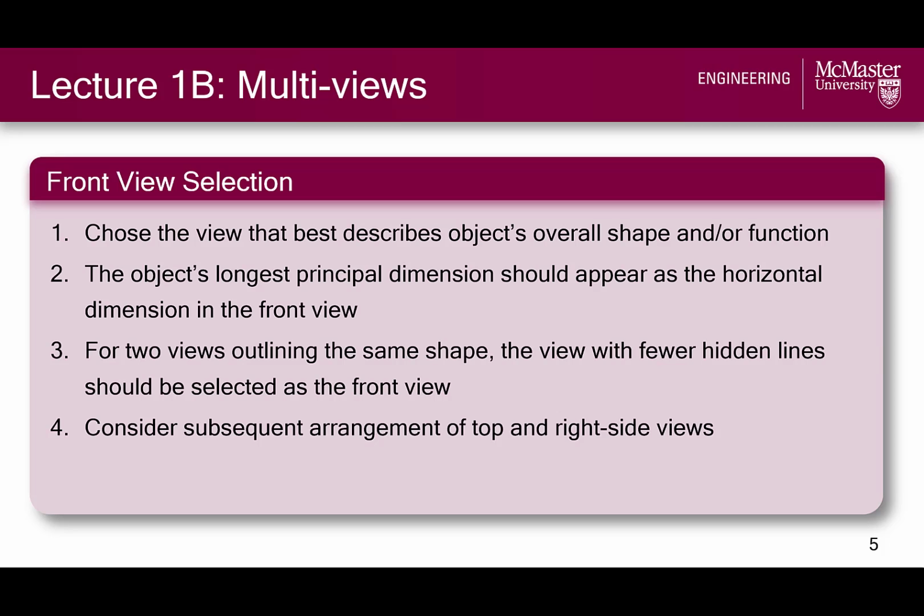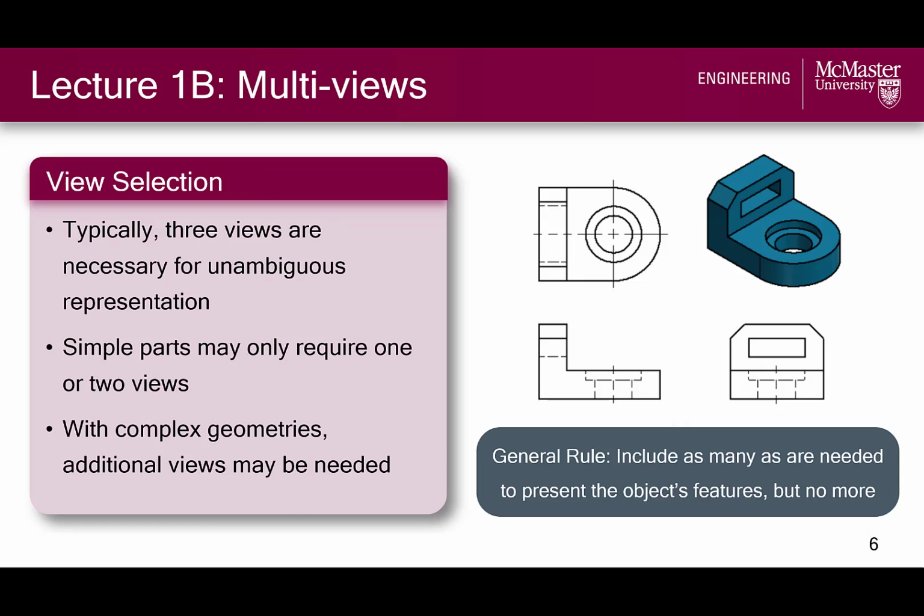When it comes to selecting a front view, we want to pick a view that best describes the overall shape and/or function of the object. In addition, we usually want to pick the object's longest principal dimension, appearing as the horizontal dimension in the front view. Other considerations include choosing the view with fewer hidden lines and considering the resulting arrangement of the top and right side views. As we mentioned before, these 3 standard views, front, top, and right, are typically included in multi-view drawings to give a complete, unambiguous representation of the object, but generally the rule is to include as many views as needed to fully describe the object's features and no more.